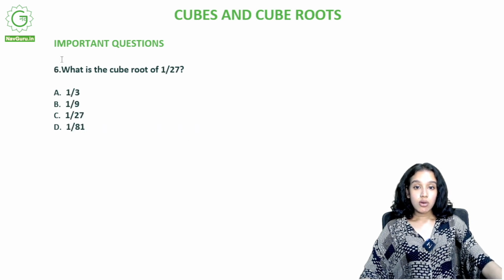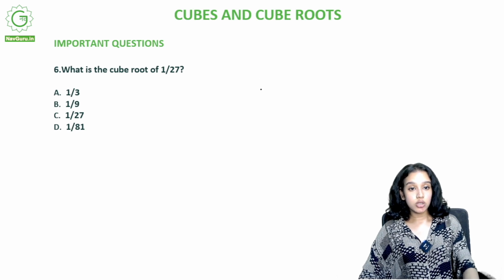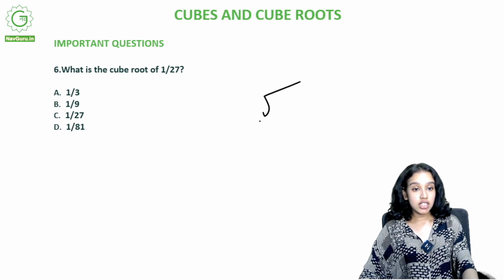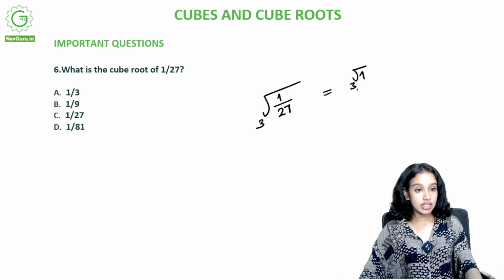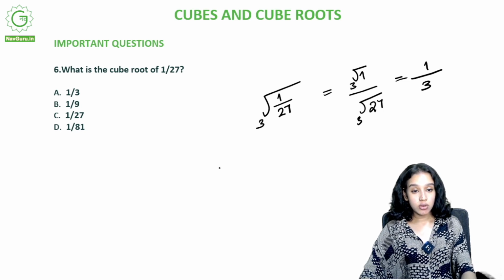Now, what is the cube root of 1 by 27? So we need to find the cube root of 1 by 27. So this would be equal to the cube root of 1 divided by the cube root of 27, which is equal to 1 by 3. How?